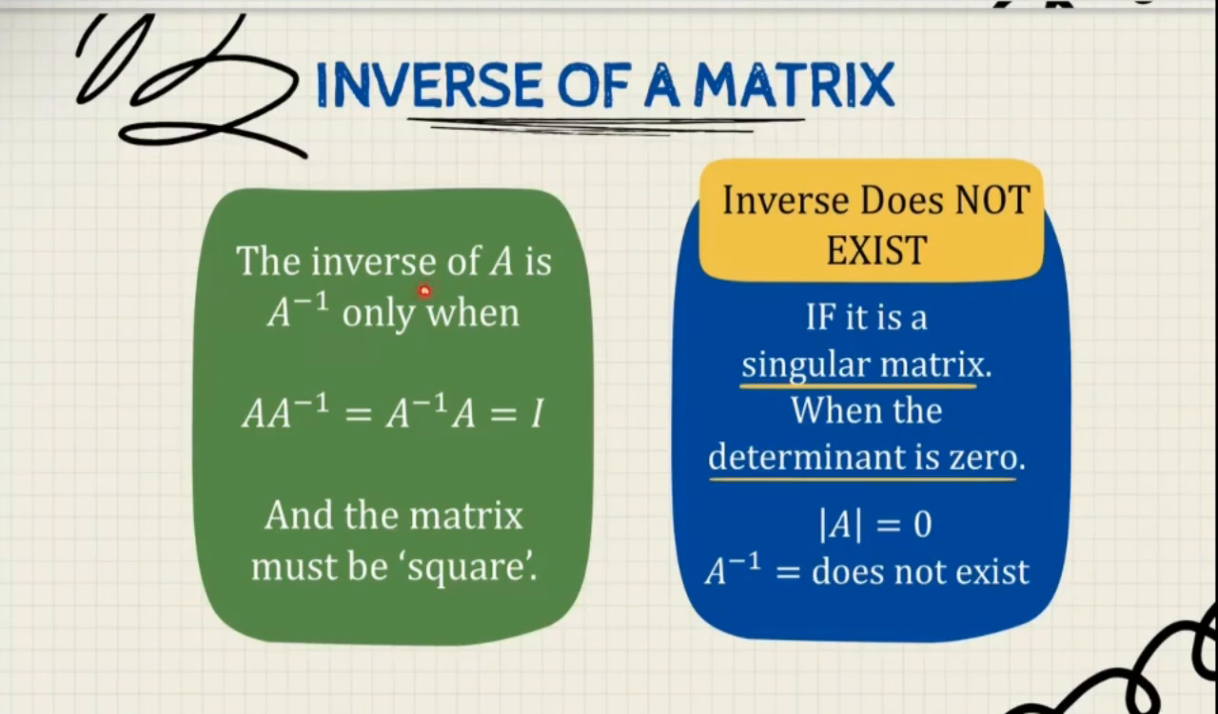Okay, now let's look at the third things about inverse matrix. Okay, the inverse of A is A inverse only when A multiplied by A inverse equals to A inverse multiplied by A equals to I. Okay, dengan syarat this matrix must be a square matrix. So maksudnya apa? Okay, let's say kalau kita dapat PQ, bila kita buat matrices kan, A inverse, dia akan sama dengan A inverse A dan the result will be equals to I. Ini based on this properties.